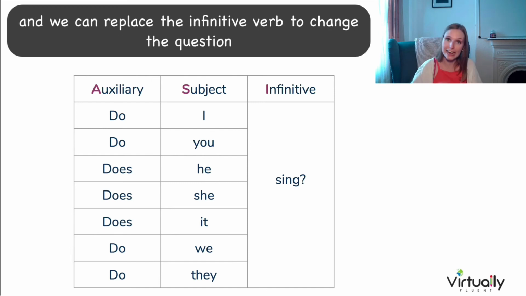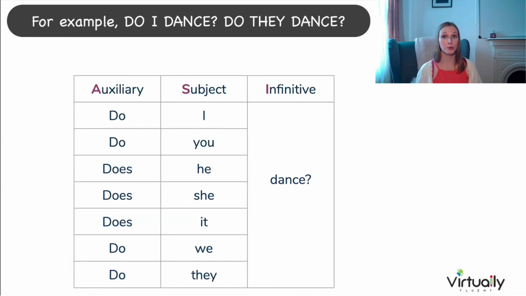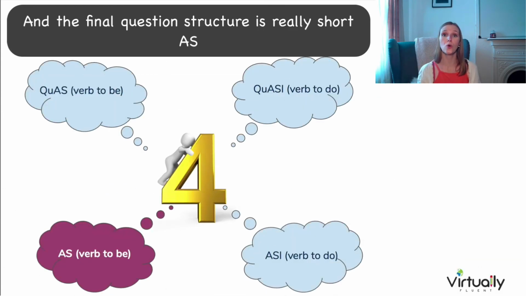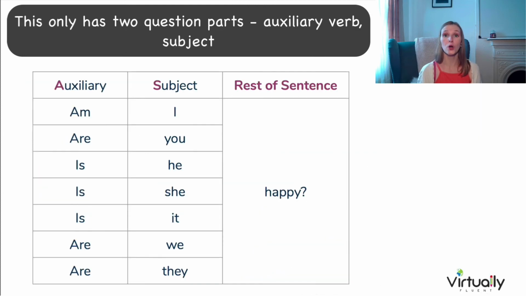And we can replace the infinitive verb to change the question. For example, do I dance? Do they dance? And the final question structure is really short. This only has 2 question parts, auxiliary verb, subject.